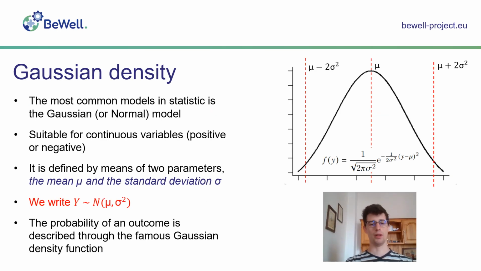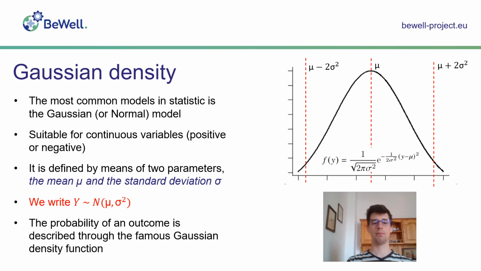The most common model in statistics is the Gaussian or normal model. It is particularly convenient thanks to its flexibility and analytical tractability. Usually, most of the mathematical calculations admit an analytical solution, which is very useful in practice. This model is suitable for continuous variables, positive or negative. The figure on the right shows the famous bell-shaped function that defines the Gaussian distribution.